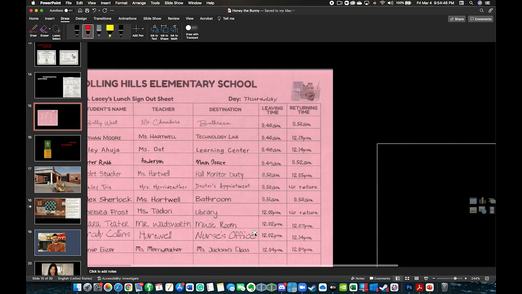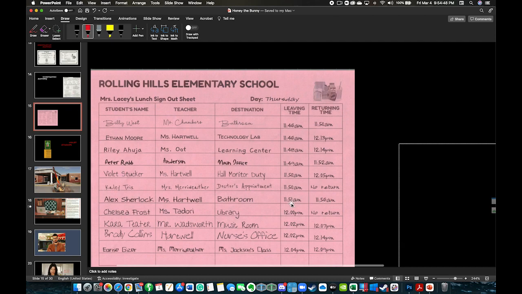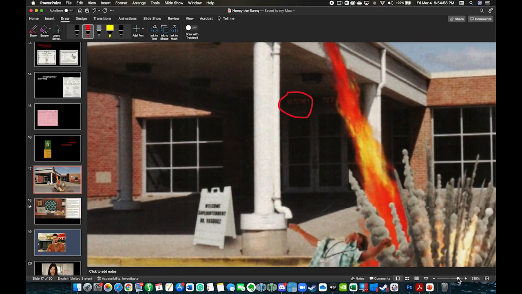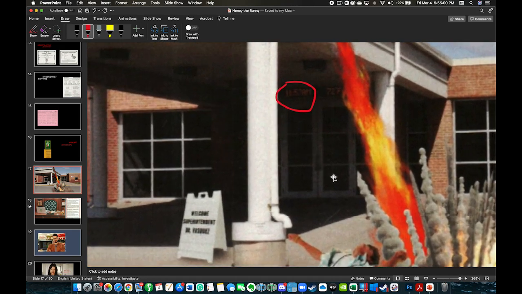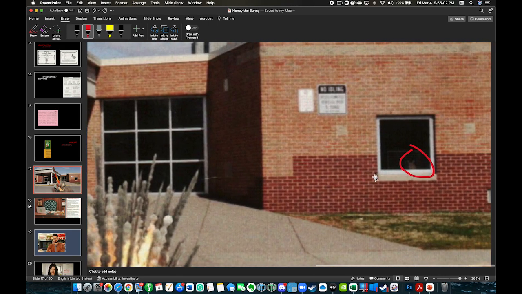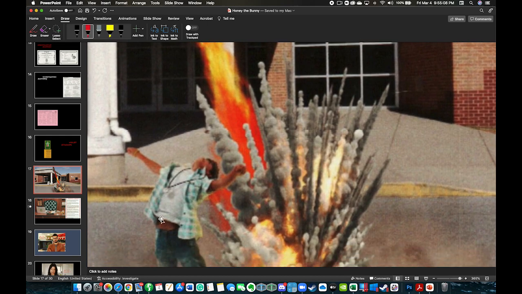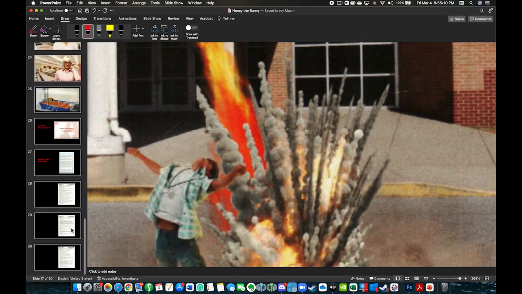So, as you can see, Mr. Sherlock left at 11:51. He got back at 11:56. And by here, you can see the time is 11:57, because I've already circled it, because that's how I know I did it already. And there's the bunny. So we've proven that he was not there.